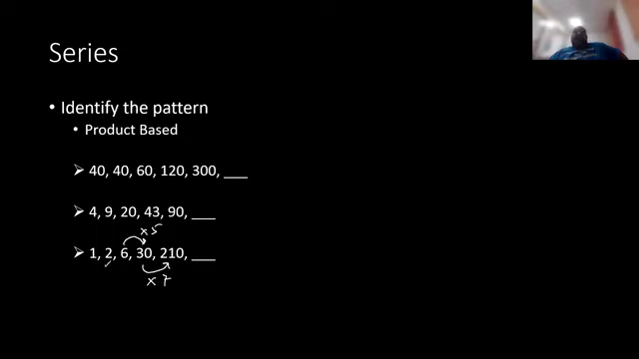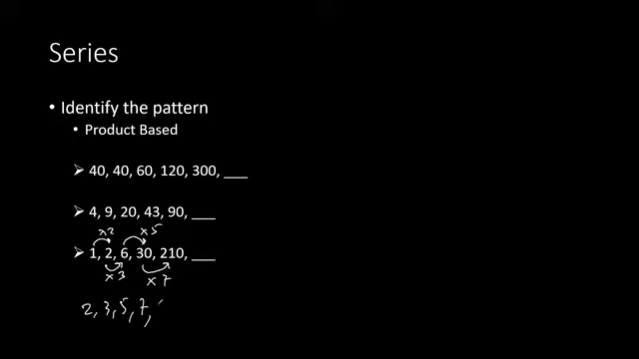7, 5 seem to be odd numbers. 2 into 3 is 6. But 1 into 2 is 2. So if I look at the multipliers, 2, 3, 5, 7. These are prime numbers. Therefore, the next multiplier has to be 11. 210 into 11 will be 2310. Absolutely correct. So as you can see, this kind of gave away the question for me, right?